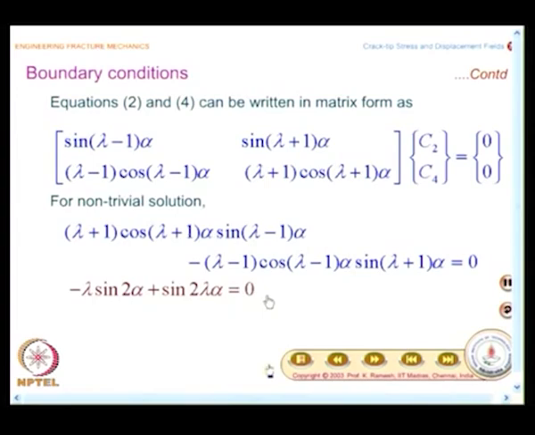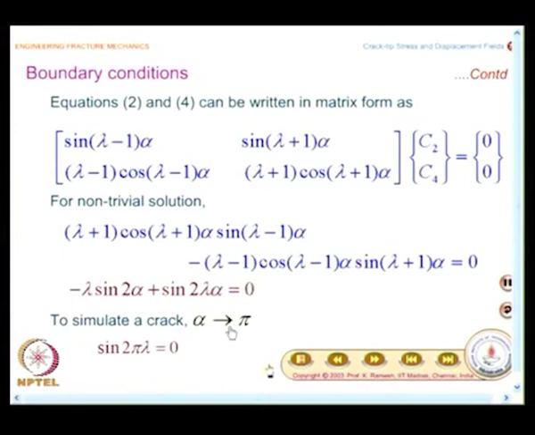Till then the development is for a wedge also. Now what we will do is substitute what happens to this equation when alpha goes to pi. When alpha goes to pi, you get from both these expressions, this is the expression we have seen. The earlier expression was lambda sin 2 alpha. So from both these expressions, you will get the final expression as sin 2 pi lambda equal to 0.